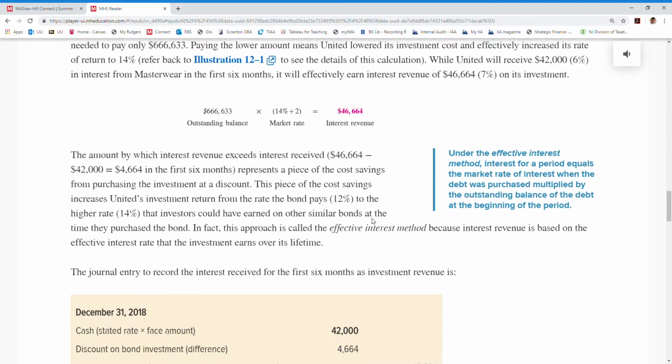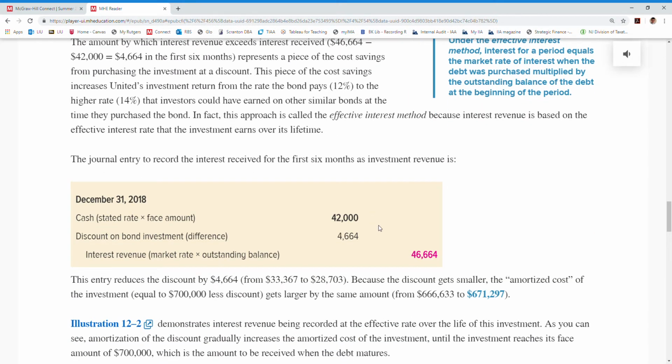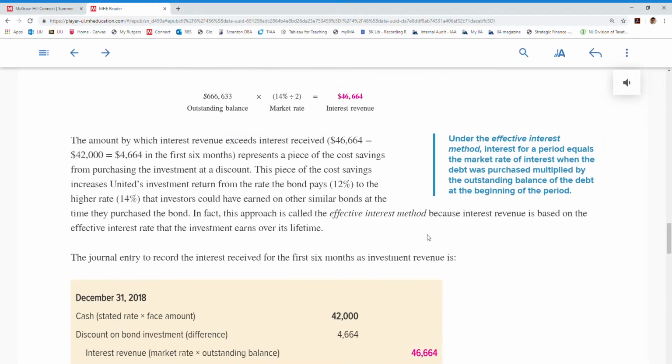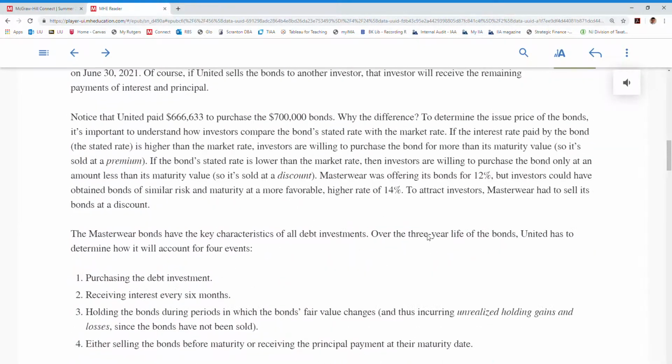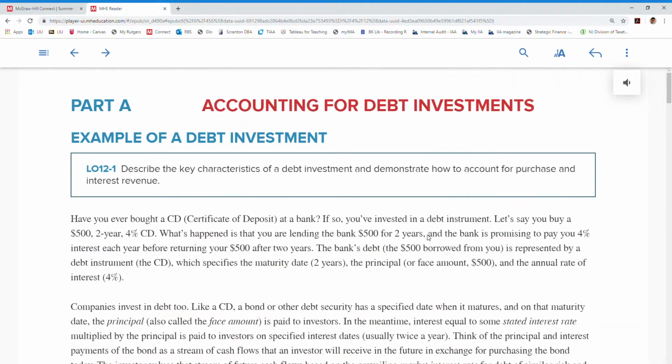And that's what we're going to look at next: how do you actually record revenue? When you receive the cash, you have to credit your discount. It's like you're amortizing your discount every time, and then you actually record the interest revenue. And then the carrying value of the bond increases every period. So that's something I wanted to go over in detail as well, and show you a full detailed example of how this is done.